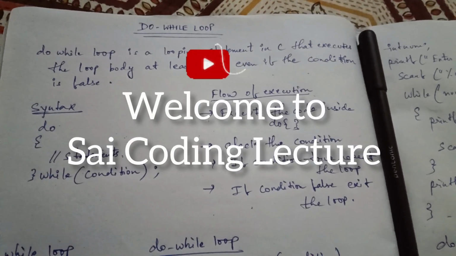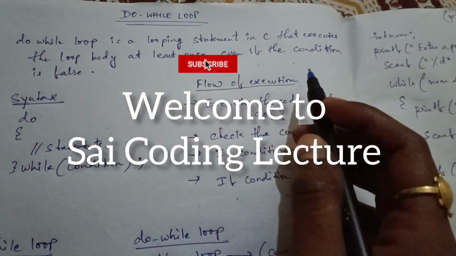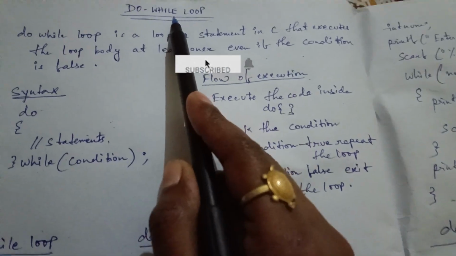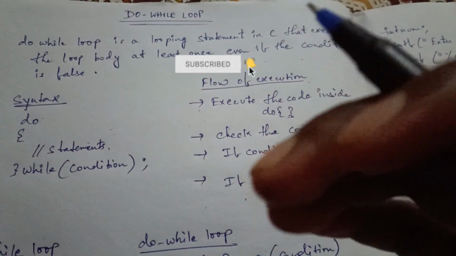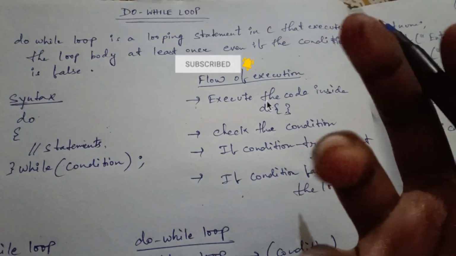Welcome to Psycoding lecture. Today we'll talk about do while loop. Now, the term itself will say something. The meaning says that first you do something and then it will work accordingly like a while loop works.